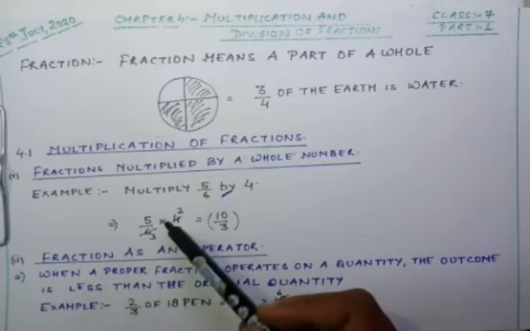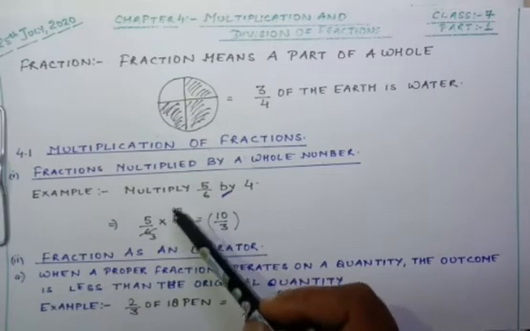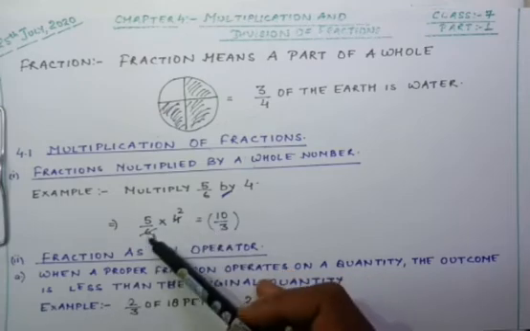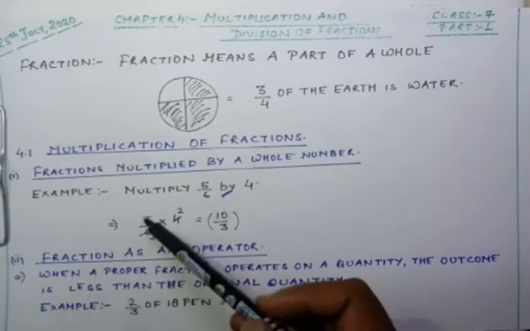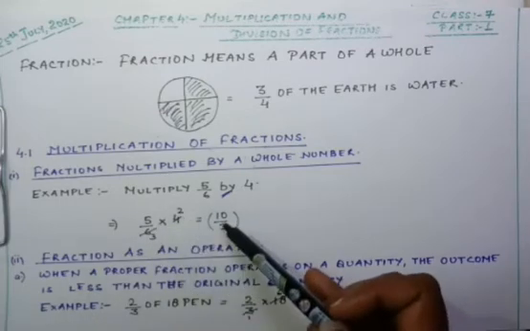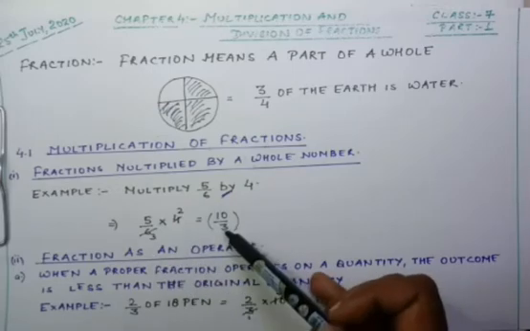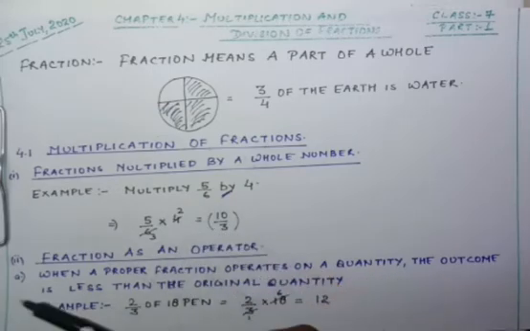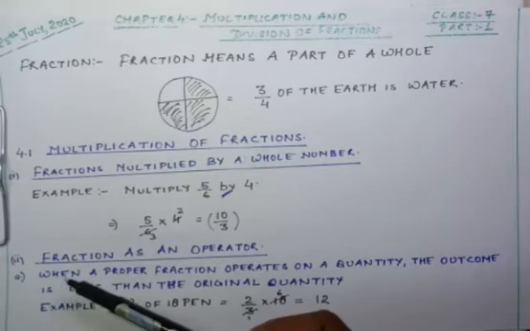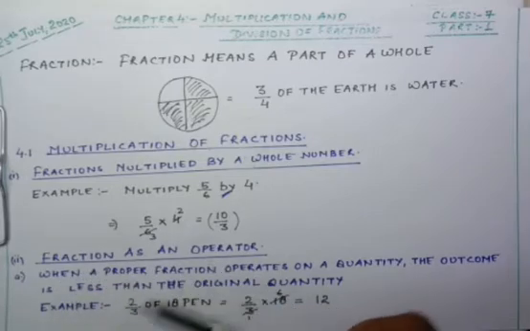If it can be simplified, we are going to simplify it. 2 2s are 4, 2 3s are 6. Now the answer will be 5 into 2 is equal to 10/3.